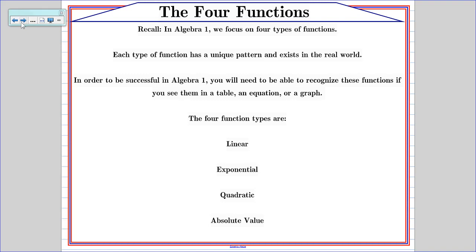If you're not familiar with linear, exponential, quadratic, and absolute value functions, you should watch one of my earlier videos, like recognizing functions from their graphs.